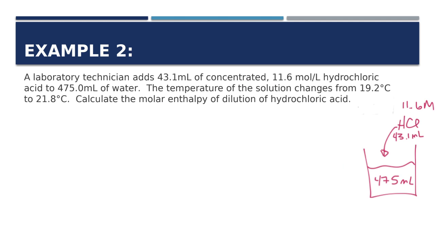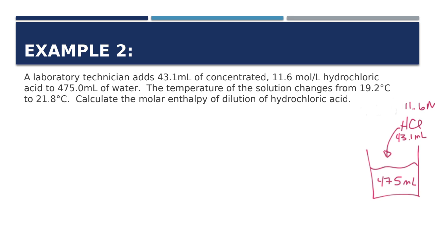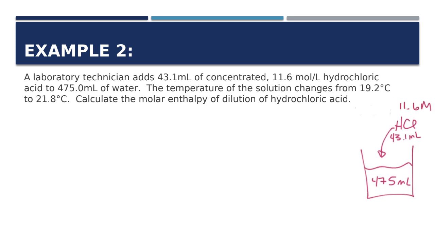Okay, let's do another example of enthalpy. So now we're going to have a lab tech take 43.1 mL of concentrated HCl, which we have over here. We see that we're adding that now to 475 mL of water. And then we notice that the temperature of the water goes from 19.2 to 21.8 degrees C. And let's calculate the molar enthalpy.